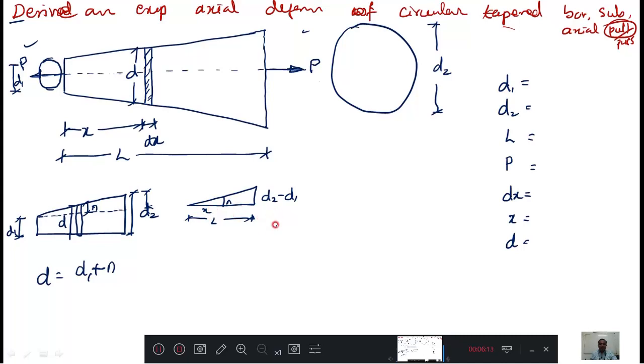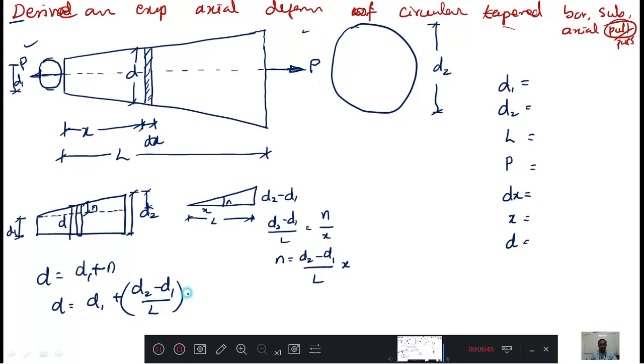By the similar triangle method, the bigger portion is D2 minus D1, the bigger length is L, the smaller portion is n, and the smaller length is x. I want n, therefore n equals (D2 minus D1) by L into x. Then d equals D1 plus (D2 minus D1) by L into x.